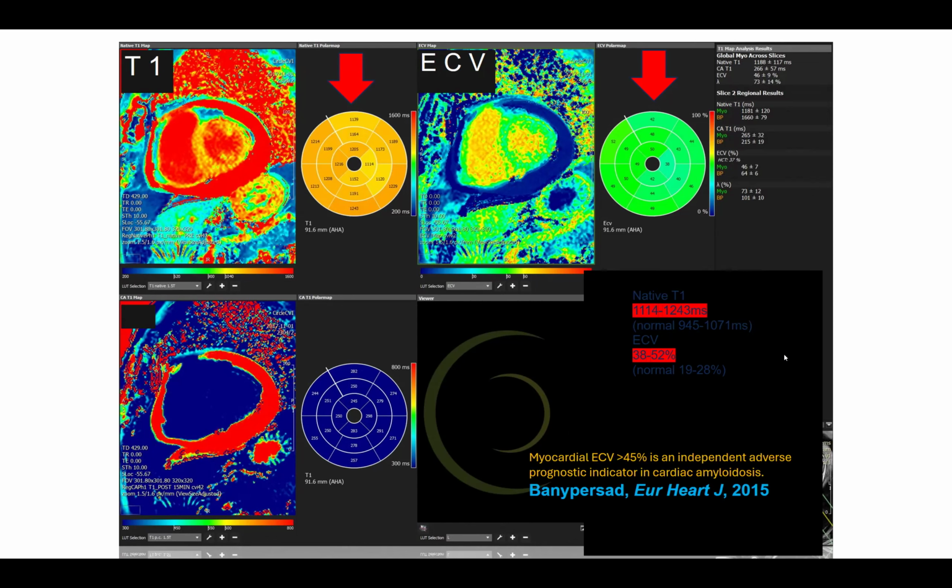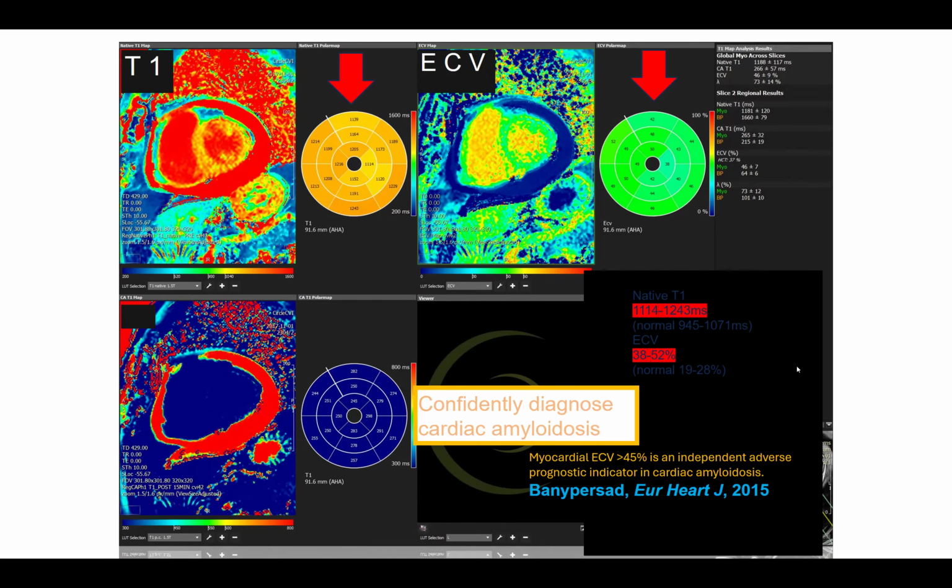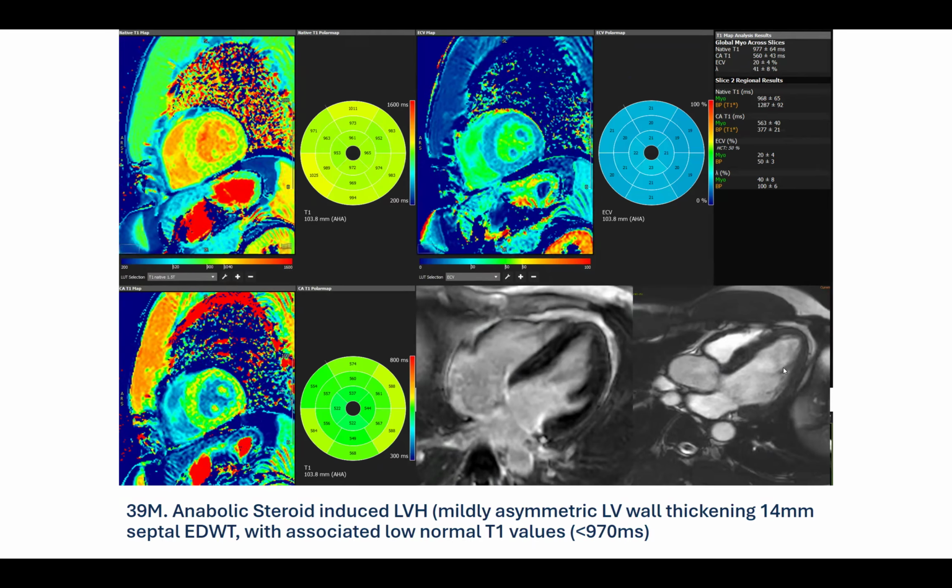And so this paper then comes into effect with an ECV of greater than 45. These findings are independent adverse prognostic indicator in cardiac amyloidosis. And so using tissue maps, we are able to confidently diagnose cardiac amyloidosis in this case.